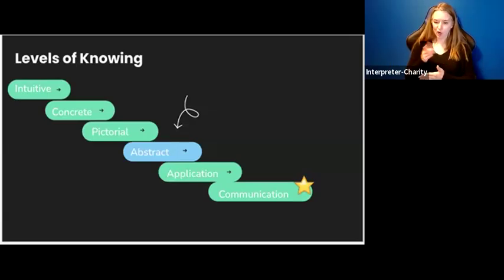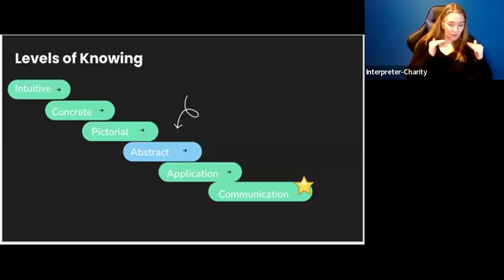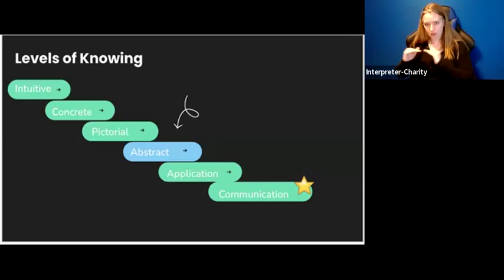Not all students will be in the abstract. Not all students will be in the concrete. Not all students will be up in the communication. So knowing where our students are at in the progression will also be helpful for us as teachers. This resource is provided for you to see the overall progression and know where I should build and where I should move our students to.